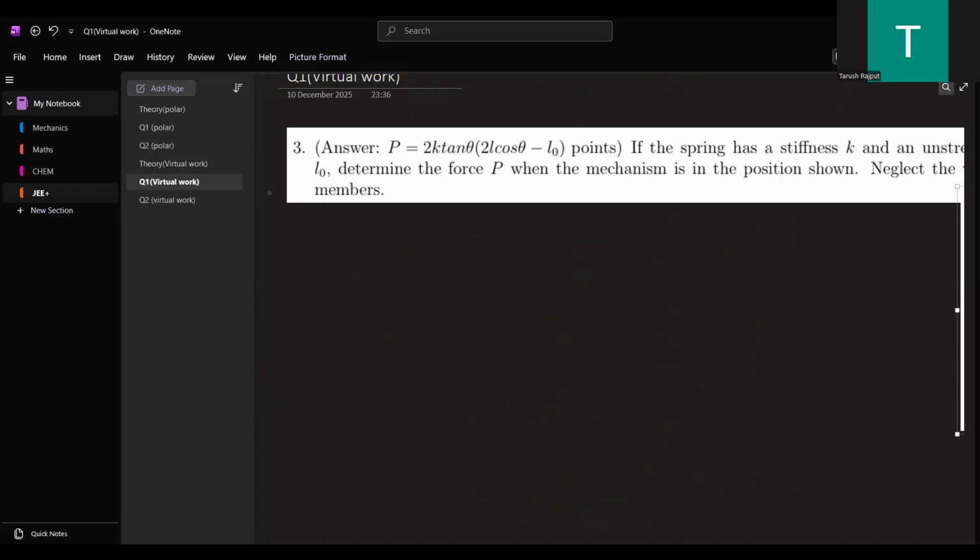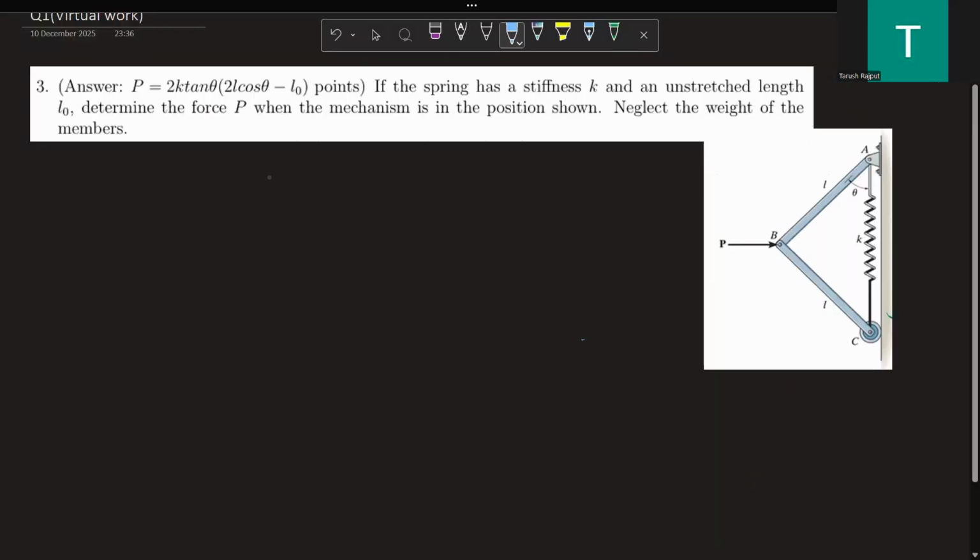Yes. So this is the question. If the spring has stiffness K and an unstretched length L naught, and the force P, when the mechanism is in position, neglect the weight of the members. So we have to find the force P.